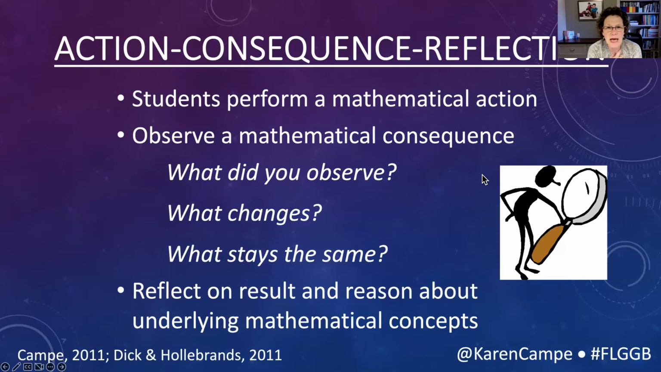What I'm going to share with you today is 3 lab activities on the Pythagorean theorem that use the action, consequence, reflection cycle. This cycle helps students get engaged in the learning and to make the math concepts stick. First, students perform a mathematical action and they observe a mathematical consequence. You can ask questions like, what did you observe? What changes? What stays the same? And the final step is to reflect on the result and reason about the underlying mathematical concepts.